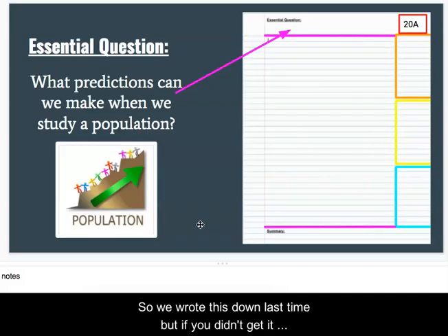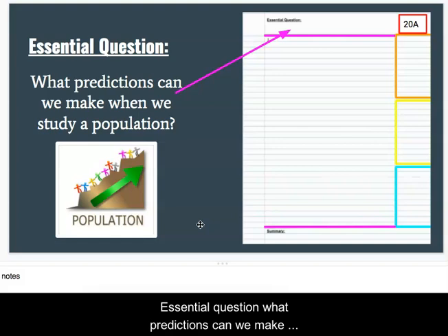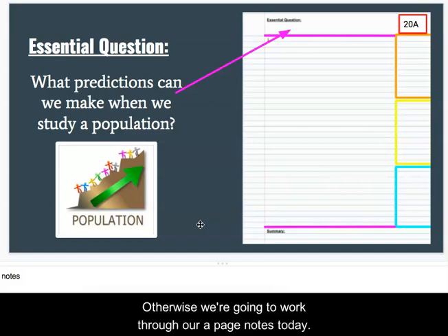So we wrote this down last time, but if you didn't get it down on your A page, I want you to make sure that you have your essential question. What predictions can we make when we study a population? So pause if you need. Otherwise, we're going to work through our A page notes today.